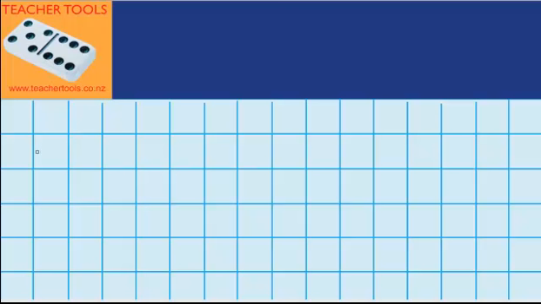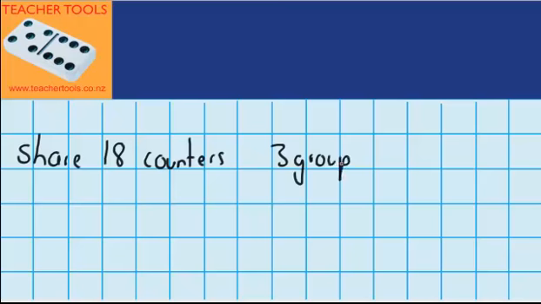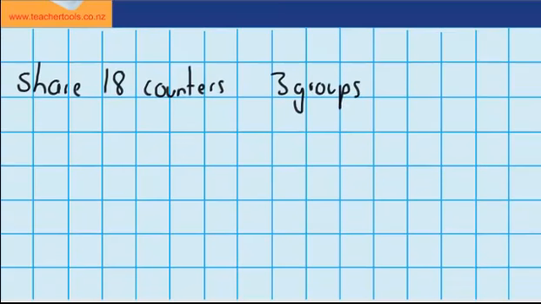Let's start with this question. I want to share 18 counters, and I want to share those 18 counters between 3 groups. Now I can also write that question like this: 18 divided by 3, or 18 shared between 3 groups.